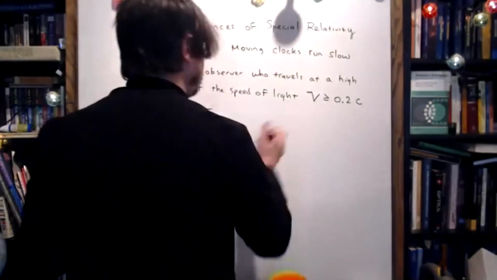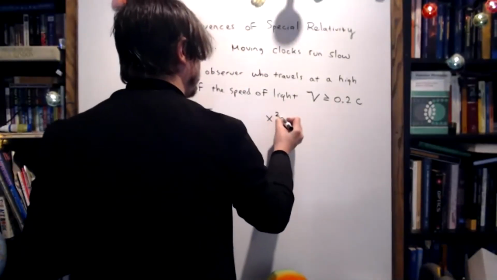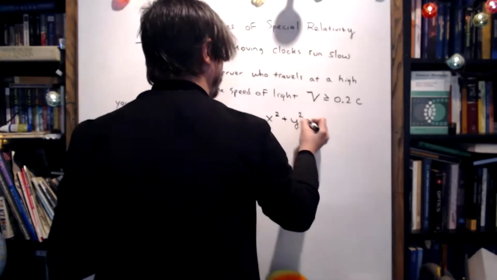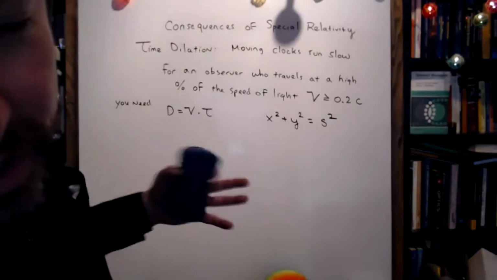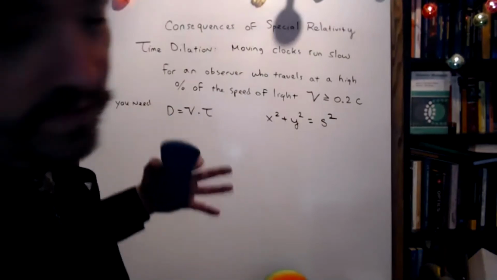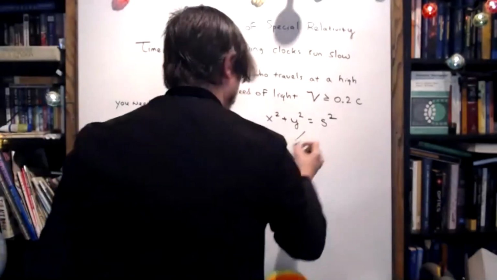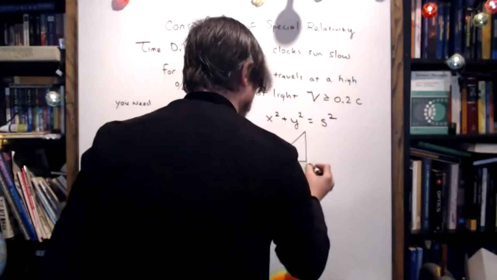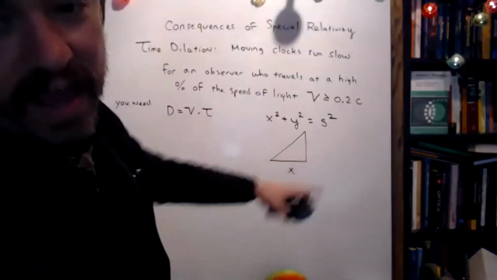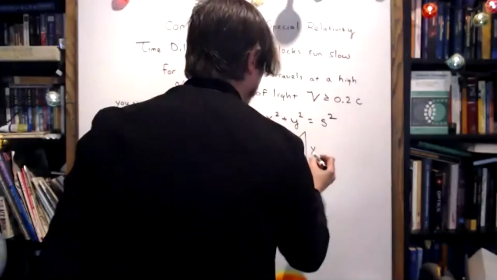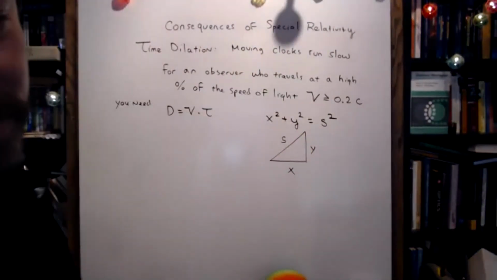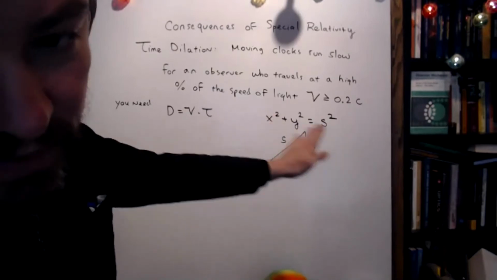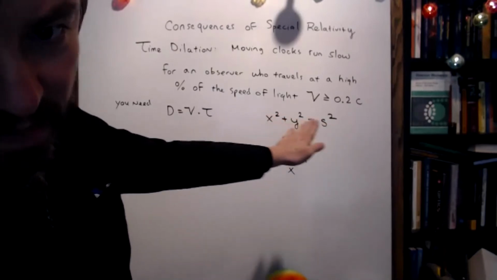I am going to rewrite the Pythagorean theorem as x squared plus y squared equals s squared. It's just a change of variables so I don't get confused with C. So in the triangle, x is going to be the x-axis, y will be the y-axis, and s will be the hypotenuse of your triangle. Can everyone deal with that? That's manageable, right?